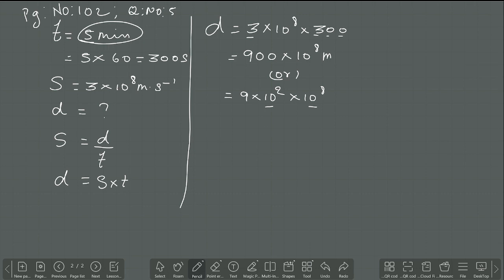So into 10 to the power of 8. As per the exponent rule, if the base is common, we can add the powers. Here the powers are 8 and 2. So you can just write it as 9 into 10 to the power of 10 meter. This will be the value of the distance between the spaceship and the ground station. Next, go to the next sum.